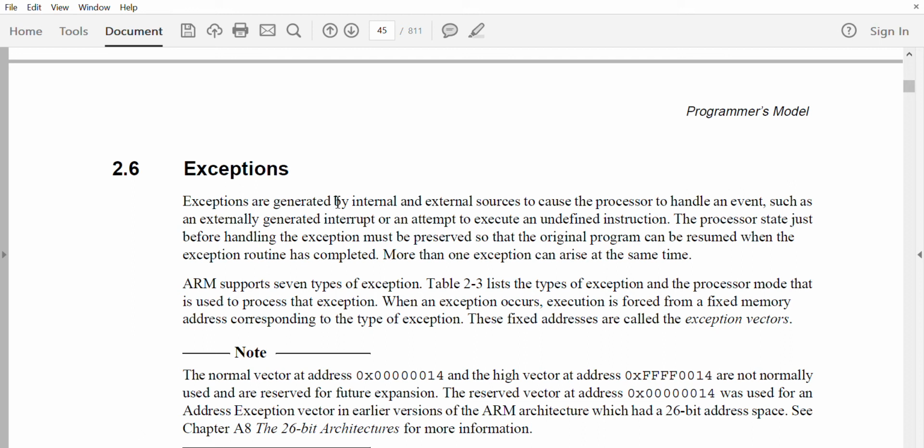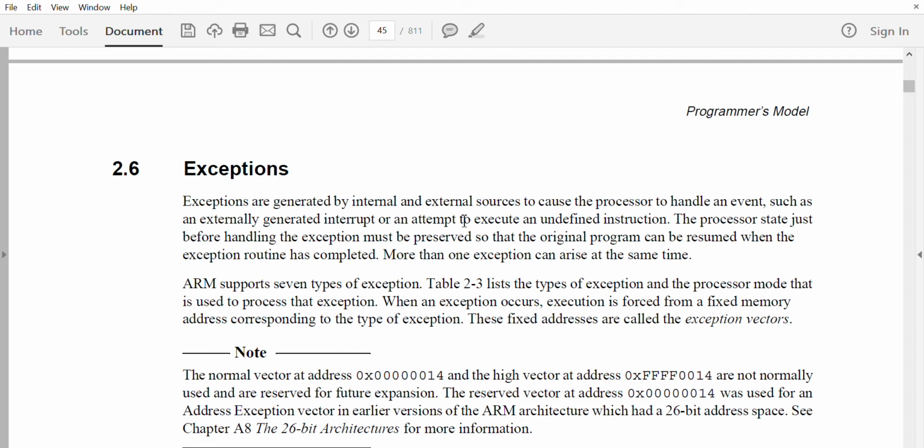So exception handling is also done using a subroutine. Just before handling the exception, the data must be preserved so that the original program can be resumed. The exception routine is similar to the interrupt service routine, which we have already talked about. An exception routine is just a set of instructions or a small program. And just like more than one interrupt can happen at the same time, more than one exception can also happen at the same time.